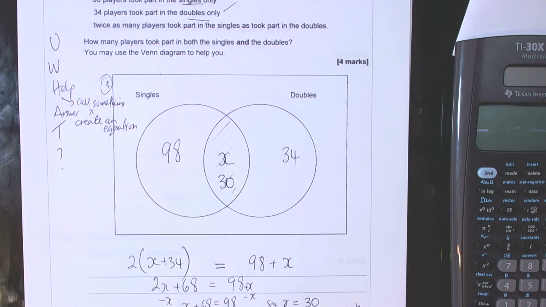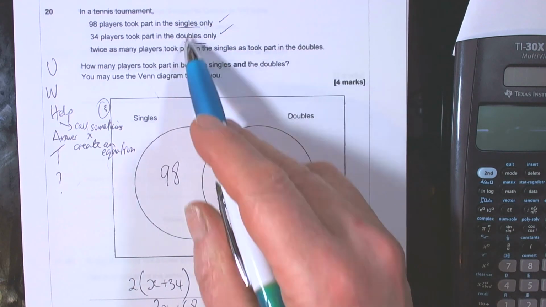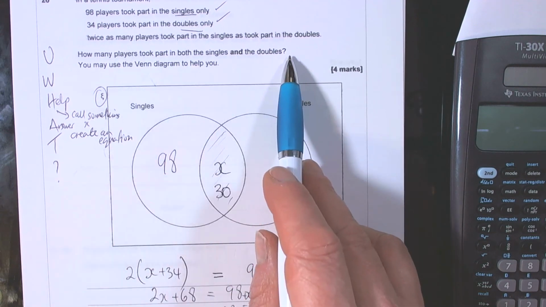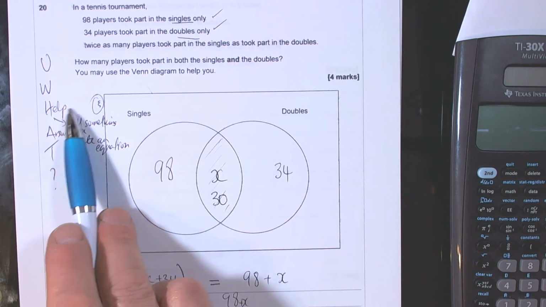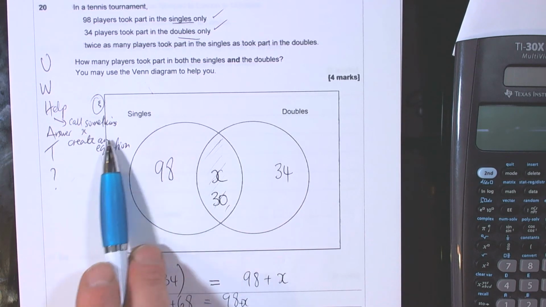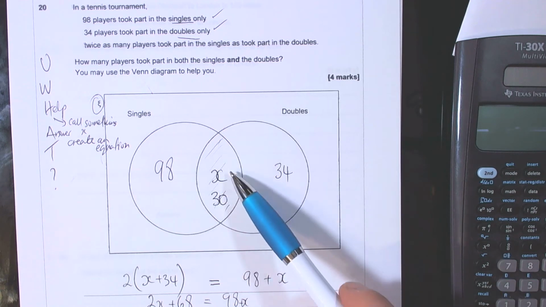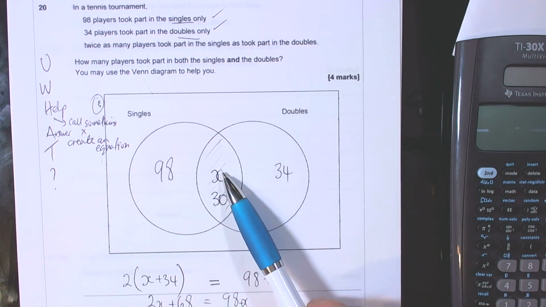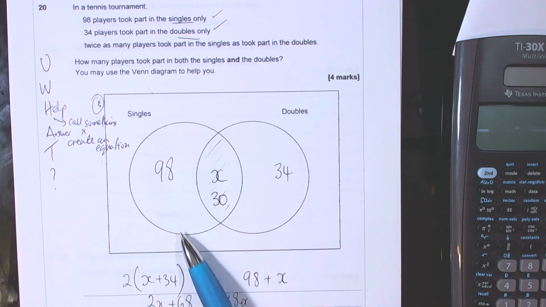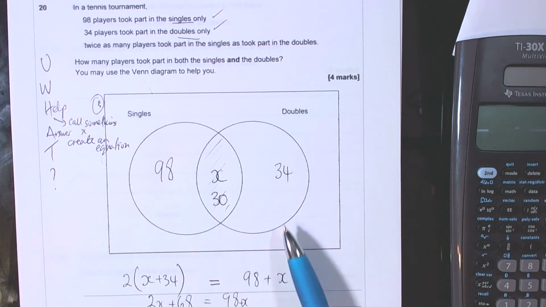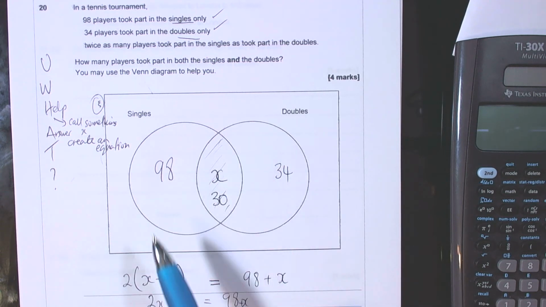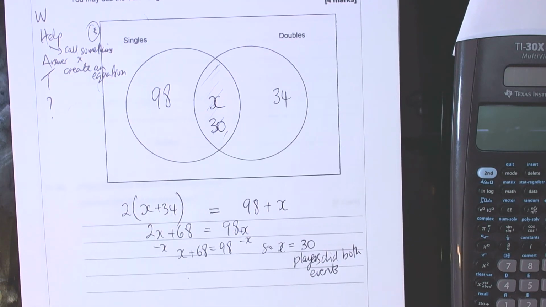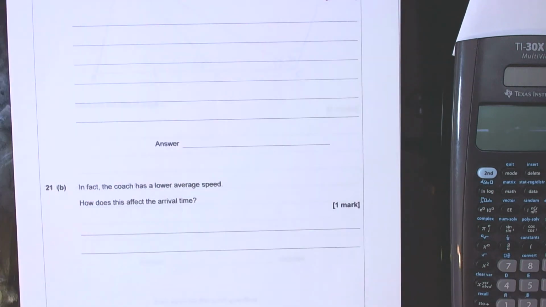Okay, so that's how that question could have been answered. So we've put in the information we knew, we've thought about how to answer this question. We weren't quite sure what to do, so we used the U-What principle. The H is help yourself by, if you don't know something, call it X and then create an equation and solve it. So we didn't know this, so call it X, but then we know how many singles the people there are. There's 98 plus X, and we know how many doubles players there are. There's 34 plus X. And we knew from the way that was worded that we could then work out an equation and solve it. Okay, so that's that question.